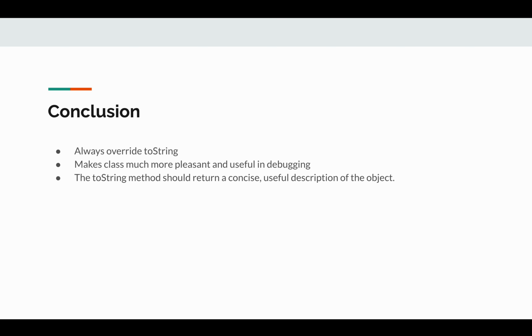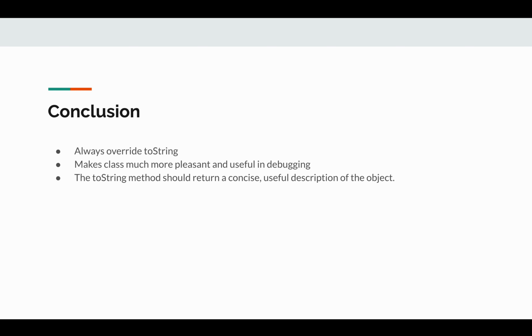Coming to the conclusion, always override the Object toString method in every class, unless the superclass has already overridden toString and the superclass implementation works well with your class. In that case, don't override, but in all other cases, one should override the toString method.